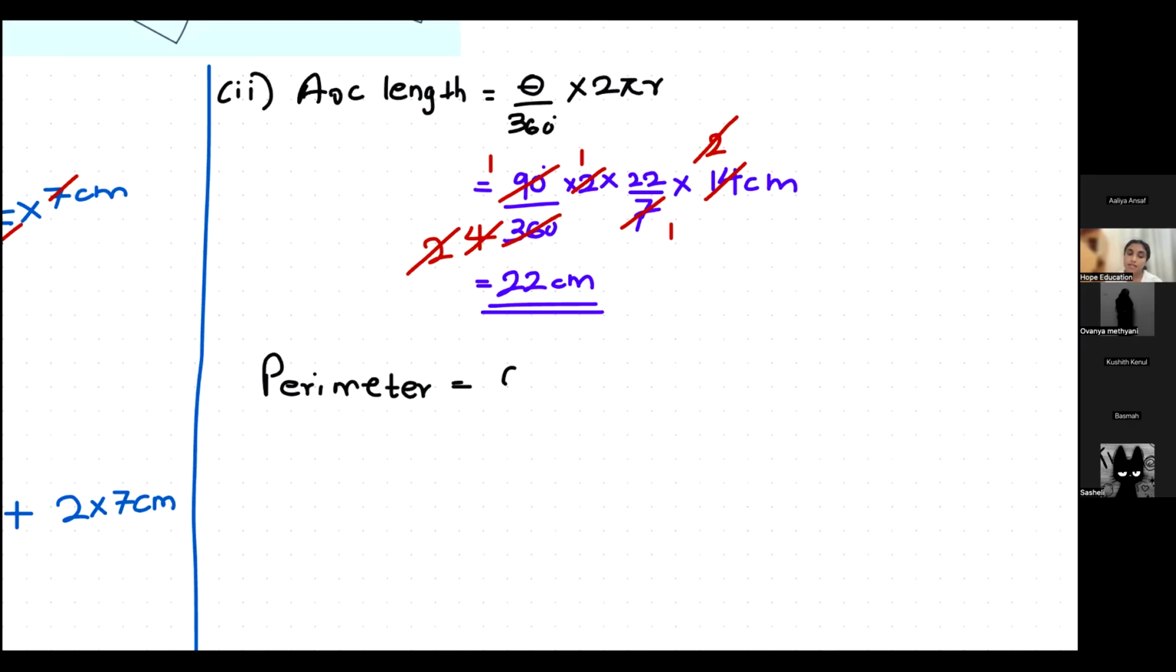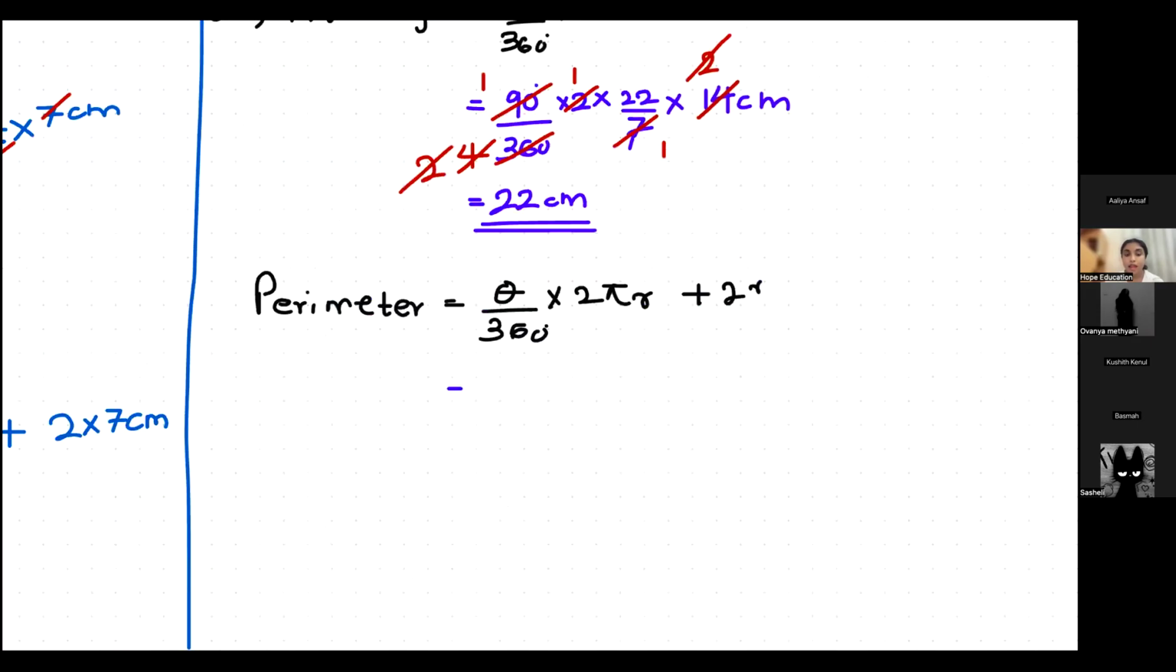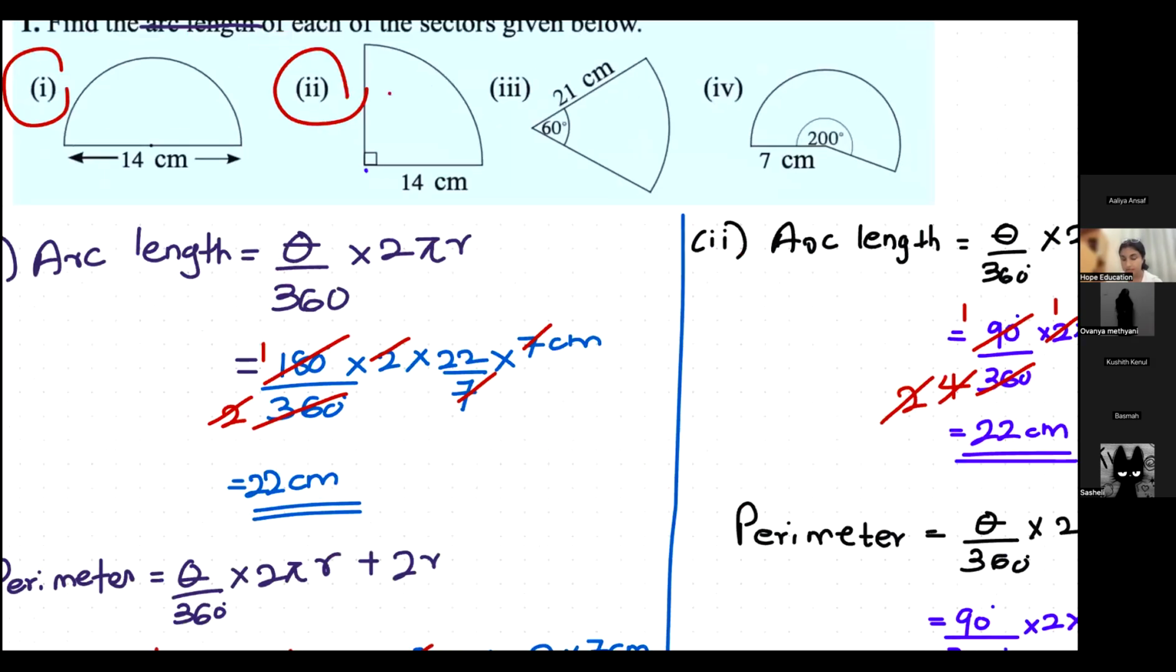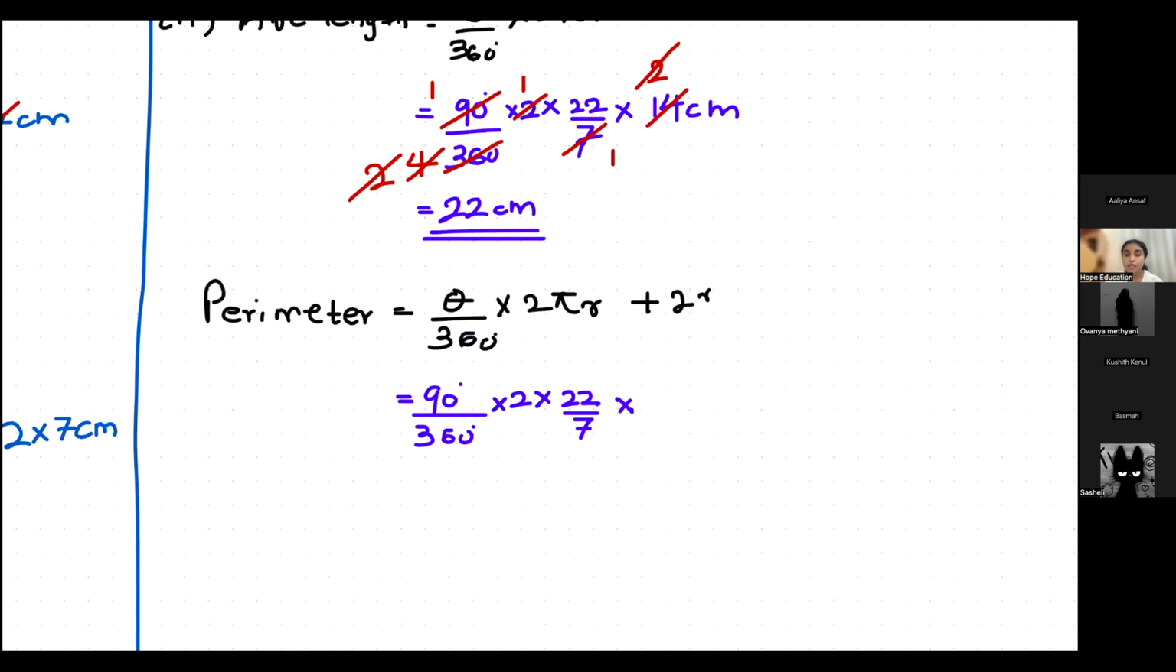Our formula is theta over 360 multiplied by 2 pi r plus 2r. So let's substitute the values. Theta is 90 degrees divided by 360. 2 pi is 22 over 7. R is the radius. Radius we already discussed, that is 14 centimeters, right? Radius is 14 centimeters. Plus 2r. 2r again is the radius, that means 2 times 14. Now we will simplify.